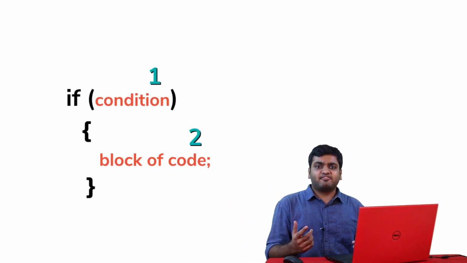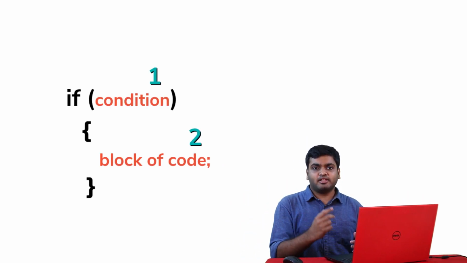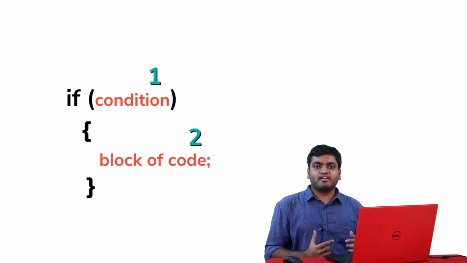Recall that in the previous episode, I said that if statement has two parts, the condition and the block of code. If the condition is satisfied, then the block of code contained in the curly brackets gets executed. Otherwise, it doesn't. If this block of code happens to be another if statement, then we call it a nested if. This is one of the ways in which programmers impose multiple conditions in one single time.